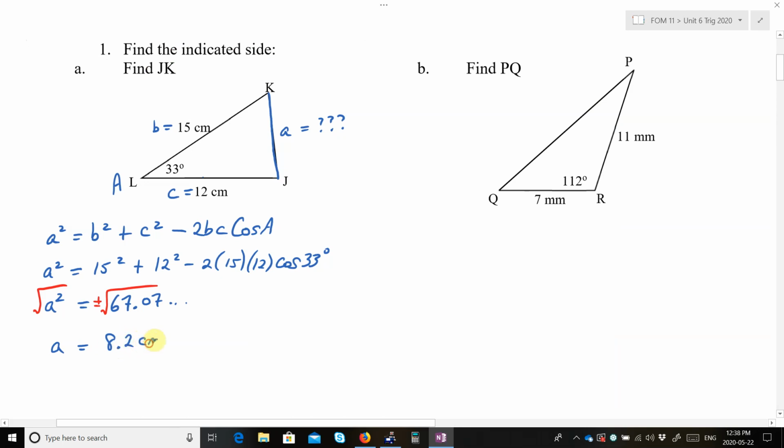And that is going to be centimeters. I'm going to reject the negative answer as usual because we're finding the length of a side.